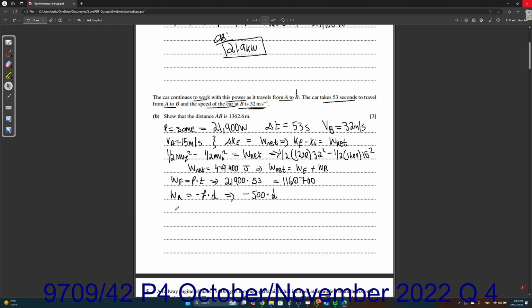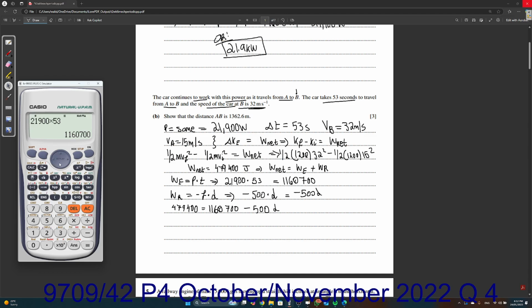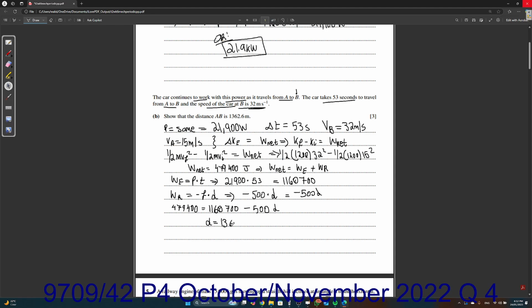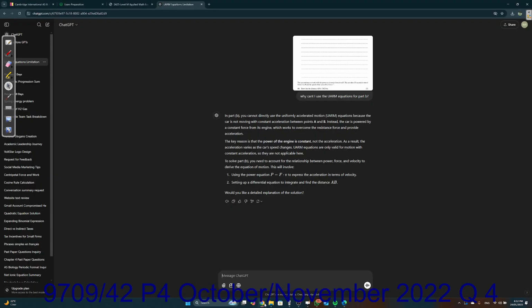So let's see. Work done by the net force, 479,400 is equal to 1,160,700 minus 500d. Let's just say equals negative 500d. So minus 500d. Can't you solve this equation? Of course you can. So you're going to subtract 1,160,700, and you're going to divide by negative 500, and over here you get 1362.6 meters. So d is equal to 1362.6 meters.